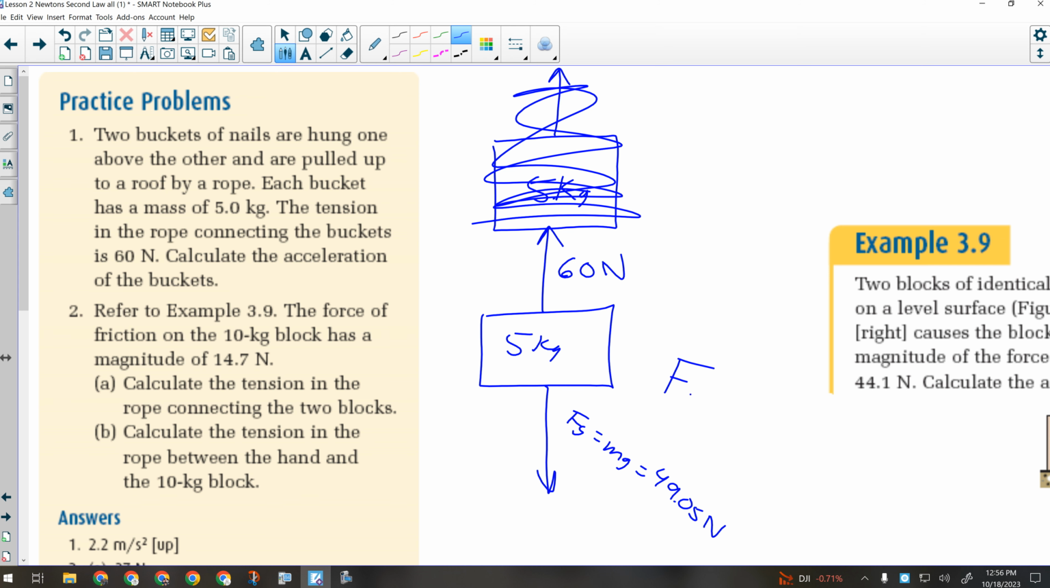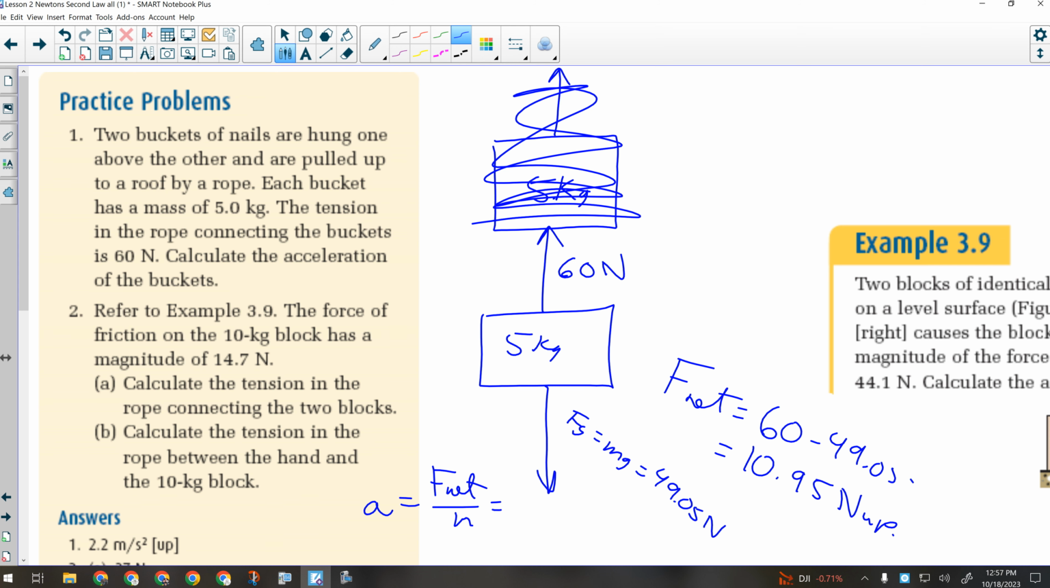Okay, tells me the net force on this bucket, 60 minus 49.05 gives me 10.95 newtons. Okay, that's the net force acting on the bottom bucket. Can I find the acceleration of the bottom bucket? Okay, so 10.95 divided by, I'm only dealing with the bottom bucket here, so only the mass of the bottom bucket for this one, because that's the only part of it I'm dealing with, gives me 2.2 meters per second squared up.